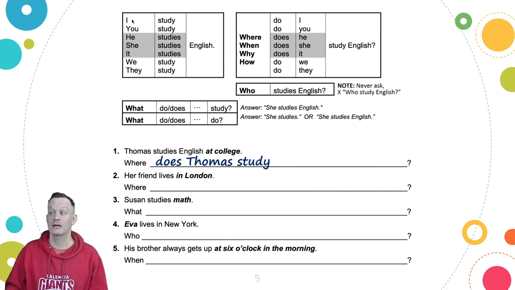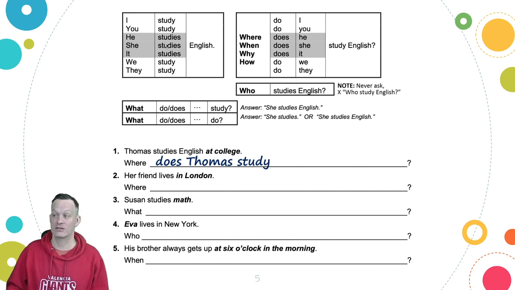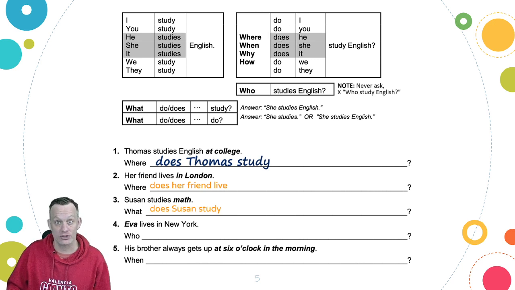So in our table, we can see I study, you study, he, she, it studies, we study, they study. This is the present simple in English. And the question in the present with an object question, we need to use one of these auxiliary verbs. Do with I, you, we, and they, or does with he, she, and it. And these tell us that this is an object question.